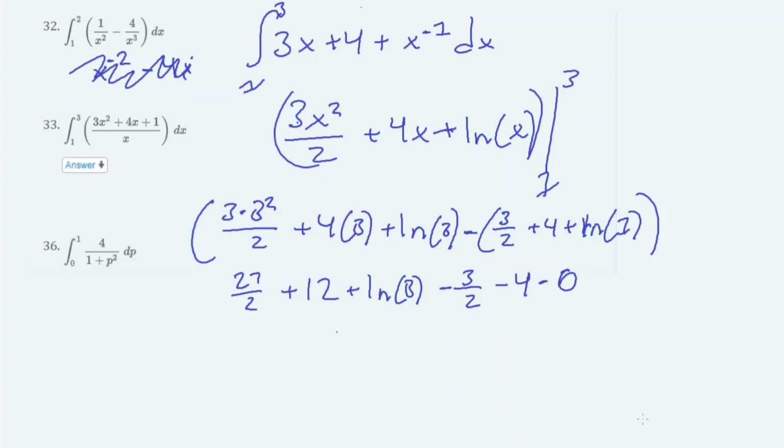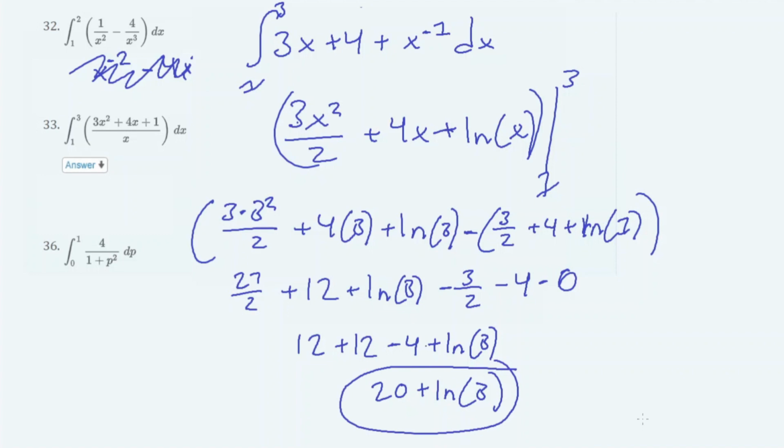So now all we need to do is just simplify all this. So we could combine 27 over 2 minus 3 over 2, which is going to be 24 over 2, which is also 12. So we could write that as 12 plus 12, and then we have minus 4 plus ln 3. And if we simplify it even further, we're going to have an answer of 20 plus ln 3. And that's going to be our definite integral.